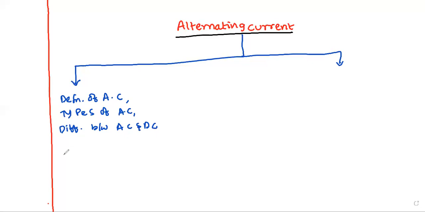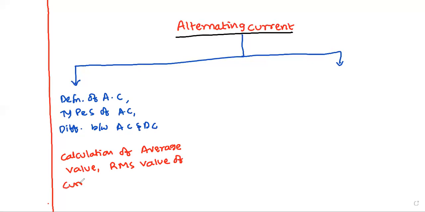Then we are having the calculation of average value, RMS value of current and voltage.